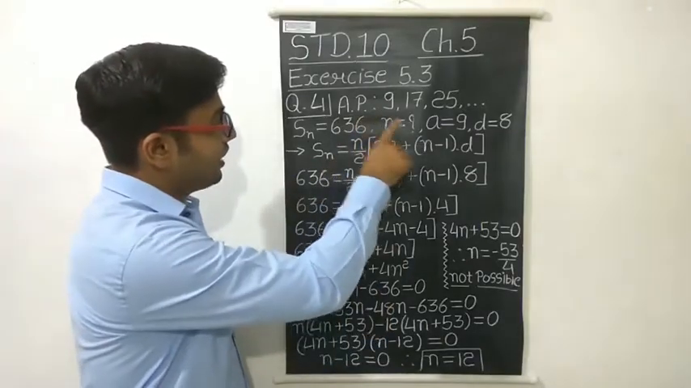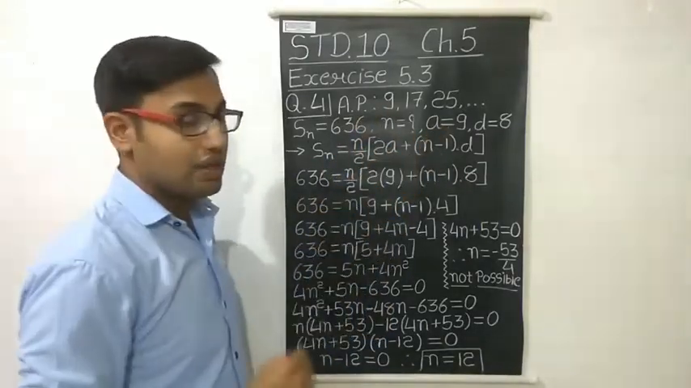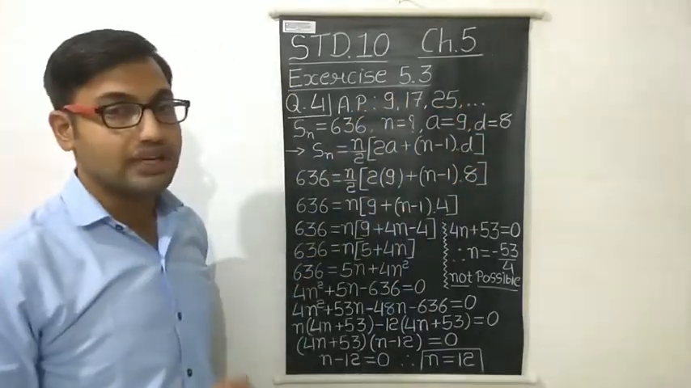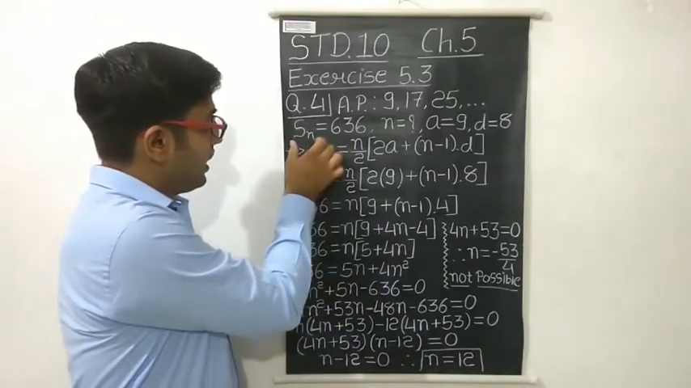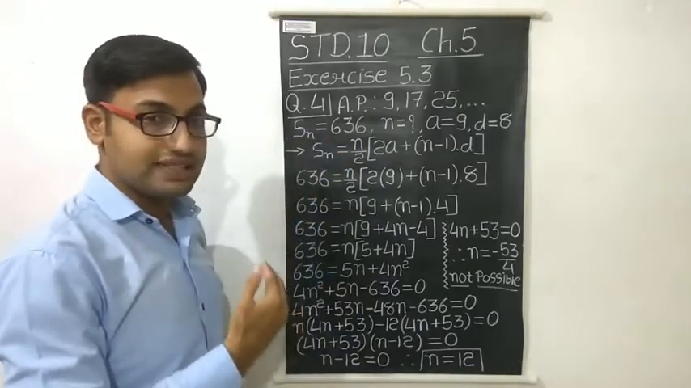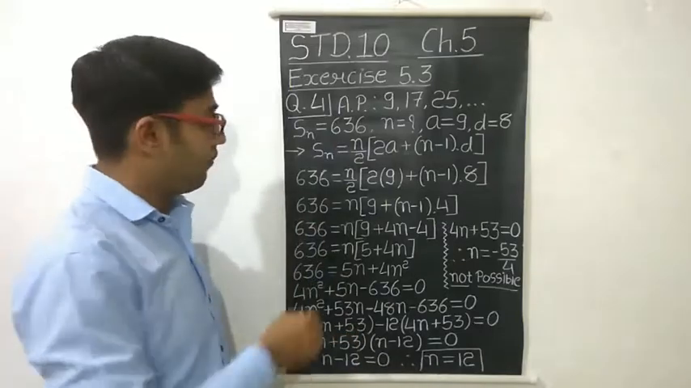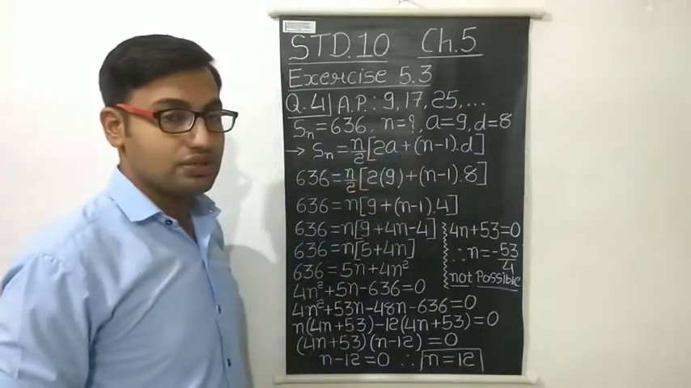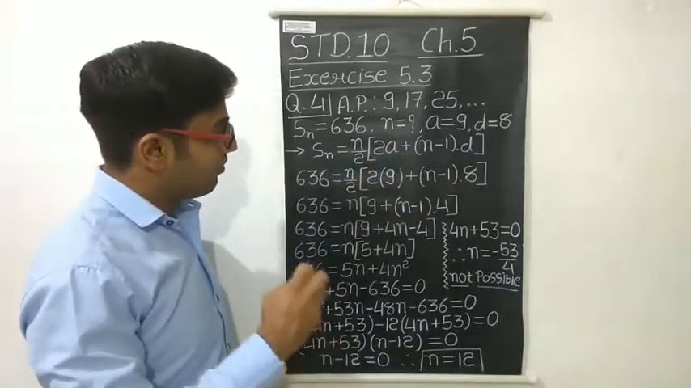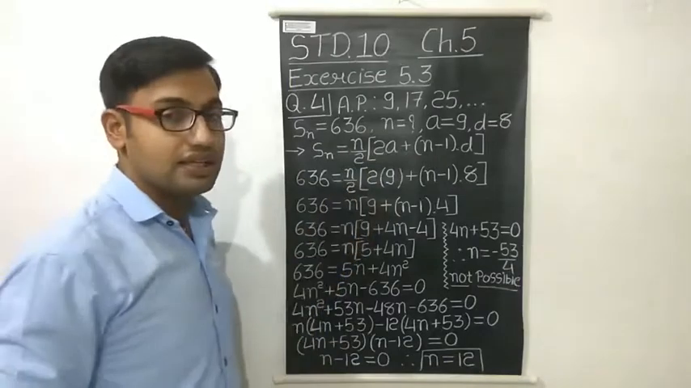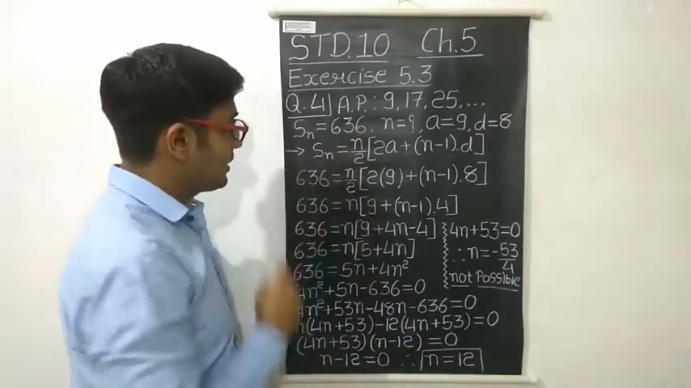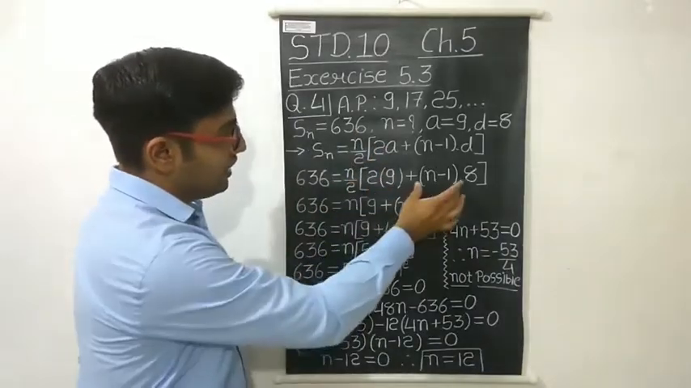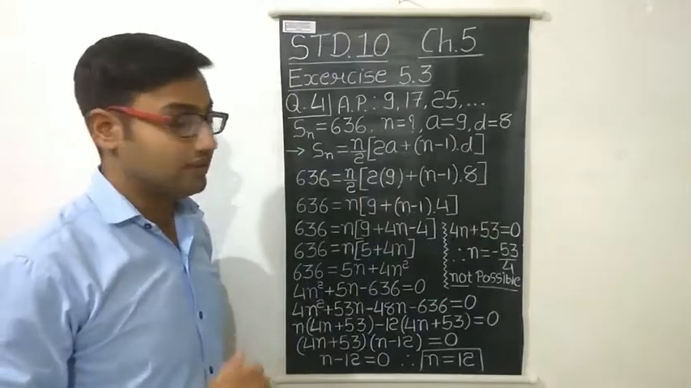Okay, so here we can write down the first term a is equal to 9, common difference d is equal to 17 minus 9 is equal to 8. Now we have the value of the sum Sn. So we can use this formula, Sn is equal to n by 2 in the bracket 2a plus n minus 1 into d. Now whatever we have, put all the values in this equation. So Sn is equal to 636, n by 2 remains as it is, 2, a is equal to 9, n minus 1, d is equal to 8.